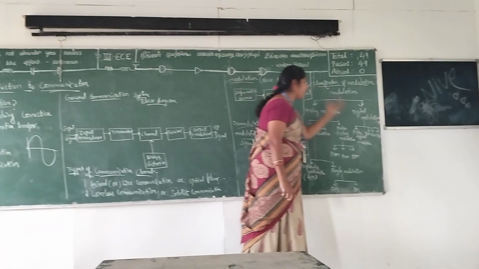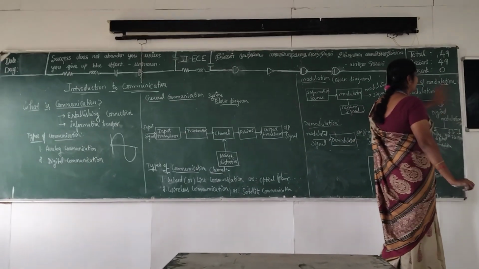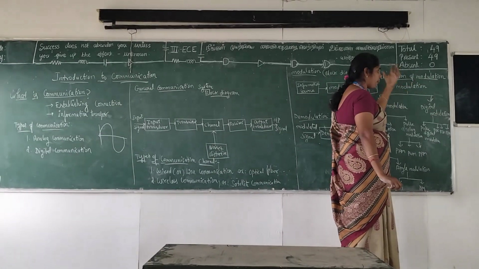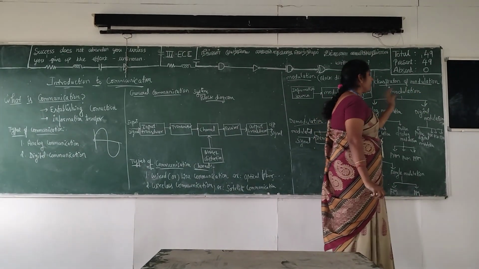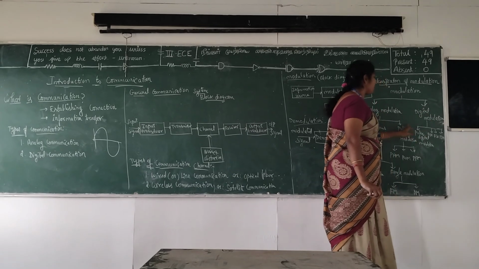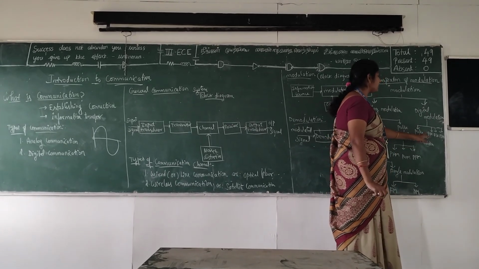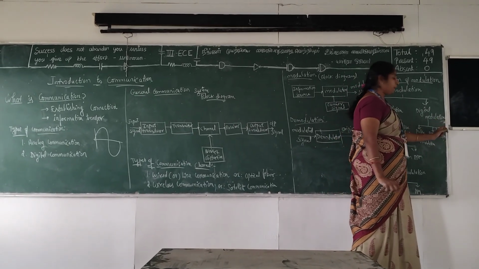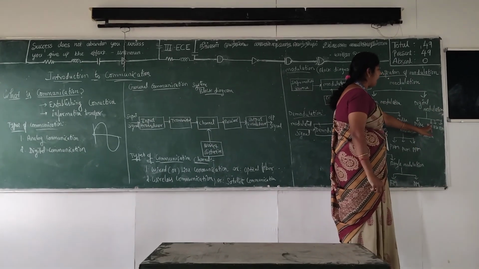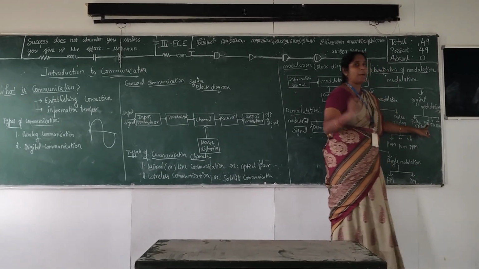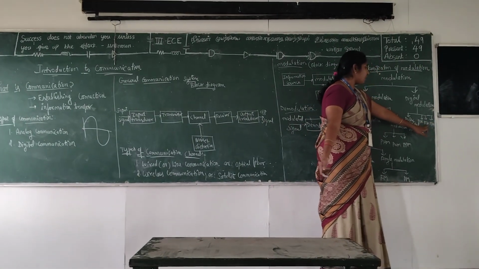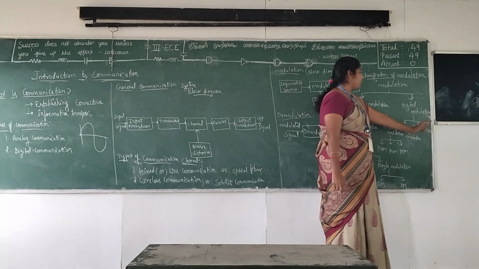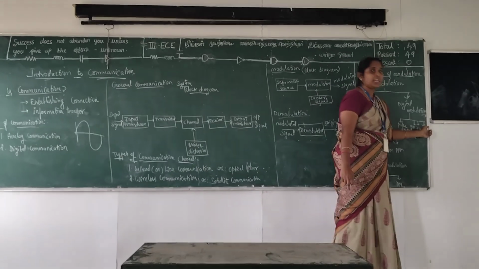Then another type, digital modulation. Here information is transferred in digital form, that is, zeros and ones. There are 4 types: pulse digital modulation, ASK, FSK, and PSK. ASK is amplitude shift keying, where the amplitude gets varied. Frequency shift keying means the frequency of the signal gets varied, and phase shift keying means the phase of the signal gets varied.